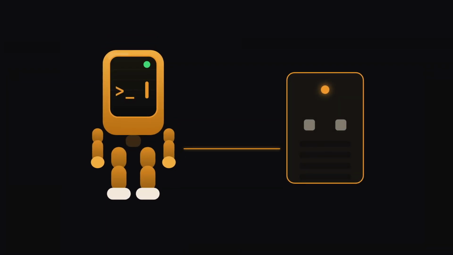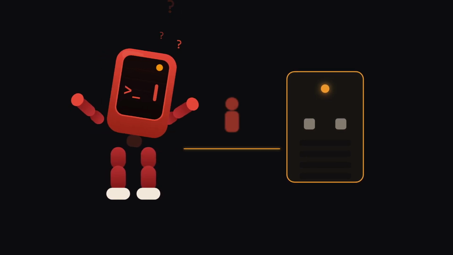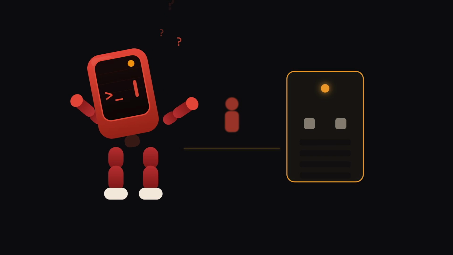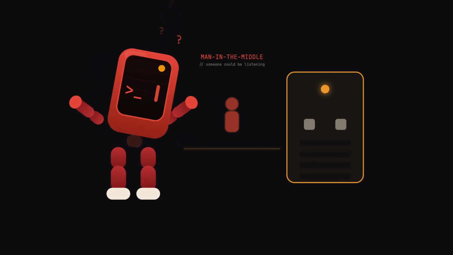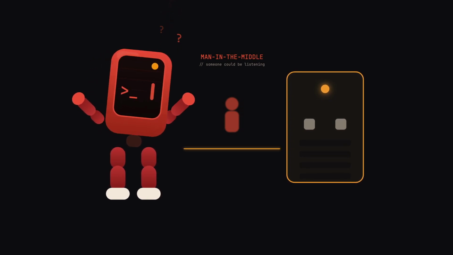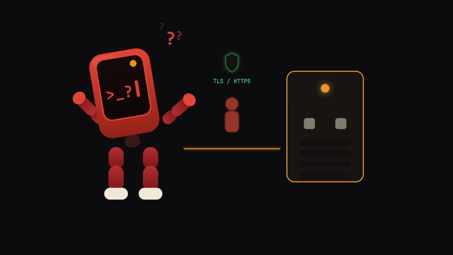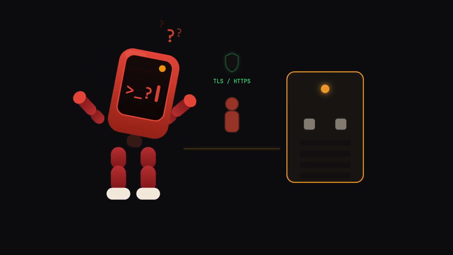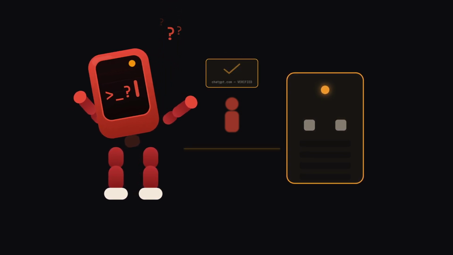Here's where it gets interesting. Your browser just shook hands with the server. But how do you know it's actually ChatGPT.com's server? What if someone in the middle intercepted your connection and is pretending to be ChatGPT.com? This is a real threat. It's called a man in the middle attack, and the fix is something called TLS or HTTPS, which you have definitely seen in your browser's address bar.